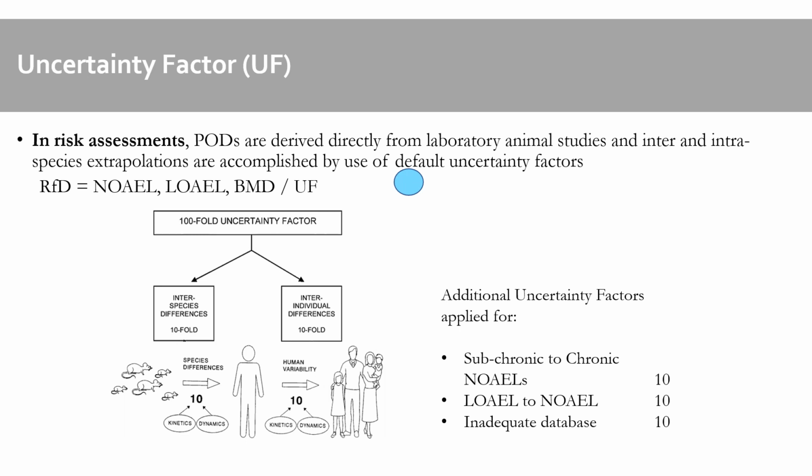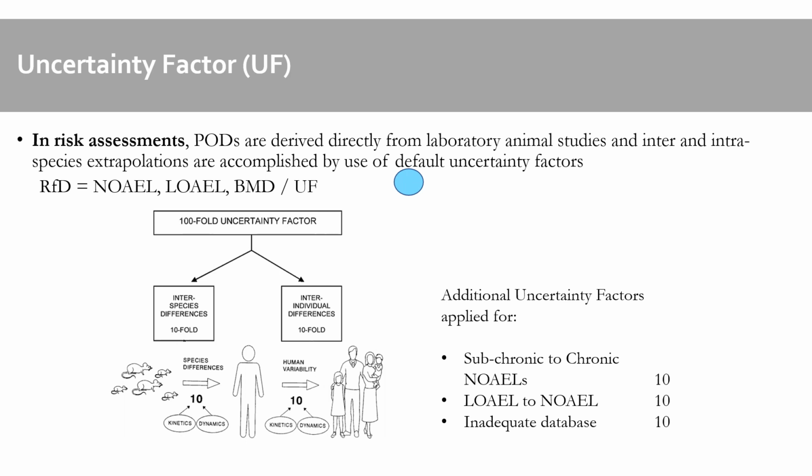Before introducing the next application, it's important to do a reminder on uncertainty factors. Uncertainty factors are used to address the differences between the experimental data and the human situation. These are the classic uncertainty factors. We have subchronic to chronic, so it's a 10 uncertainty factor. LOAEL to NOAEL, it's an additional 10. When the database used to do the risk assessment is not complete, we can add another uncertainty factor of 10. And then we have a 100-fold uncertainty factor for interspecies differences and inter-individual differences.